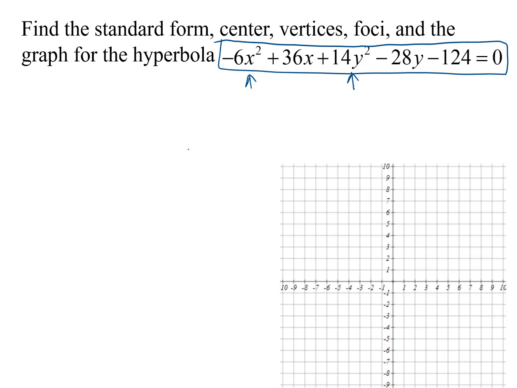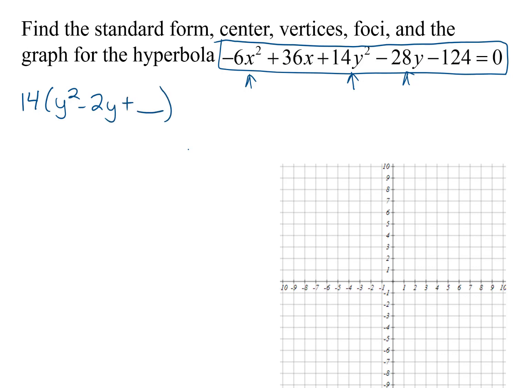So the first thing I'm going to do, since the y squared term is positive, is start there, and I'm going to factor out the coefficient. That's going to leave me with y squared. I'm also going to factor that 14 out of this negative 28. That'll make negative 2y, and then I'm going to make a place to complete the square.